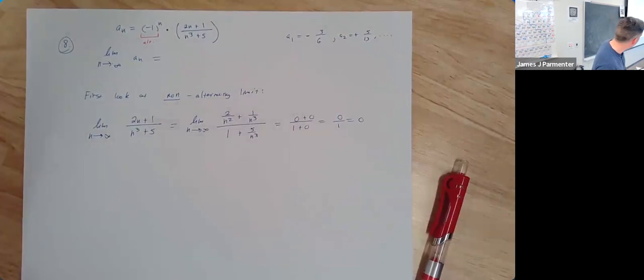To be careful, if you get 0 over 0, you have to go back to the drawing board. 0 over 0 is not 0, it's not 1, it's indeterminate, just like infinity over infinity is indeterminate. It means we have to do something else. But here, it's not the case.